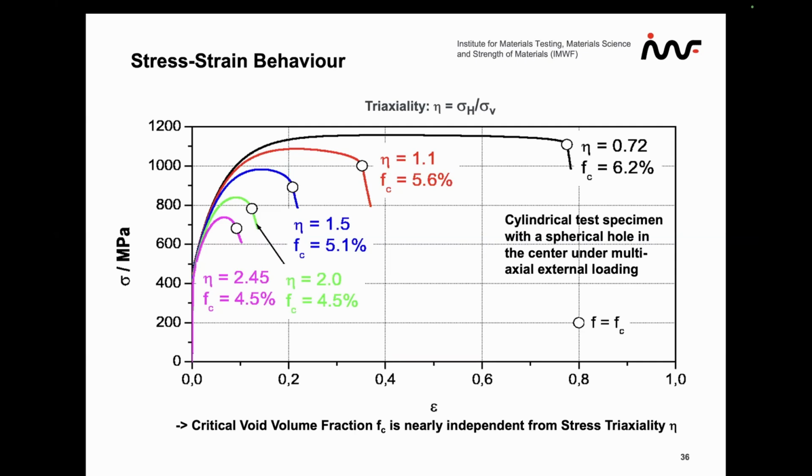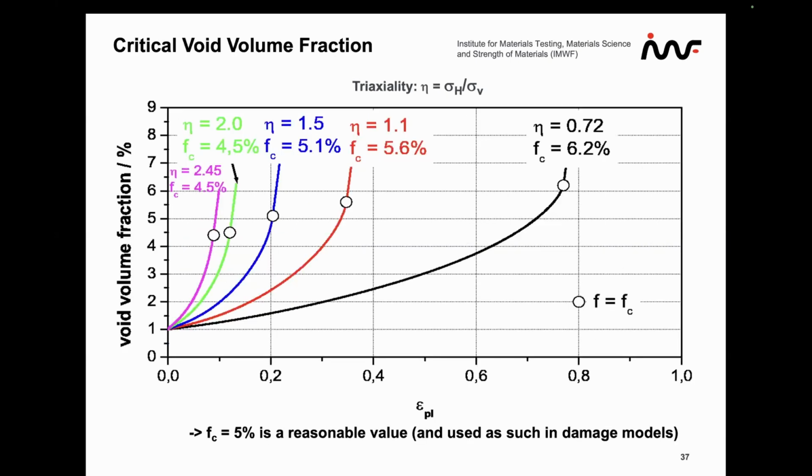Now, if you apply in a numerical specimen, a cylindrical test specimen with a spherical hole, the stress strain analysis, we find that for different stress triaxiality, which is the ratio of loading in axial and perpendicular directions expressed in this eta value, covering all possible stress triaxialities, a critical void volume fraction of about 5% plus minus was found. Also, when we look at the void volume fraction development as a function of plastic strain, we see where the void volume fraction is shooting up. And this is really a value which is also used in the typical damage mechanical models like the Rice and Tracy model.